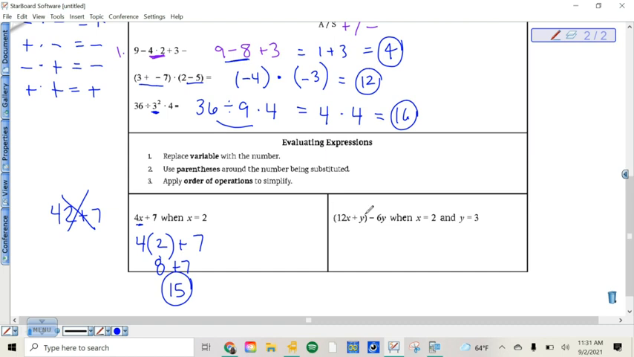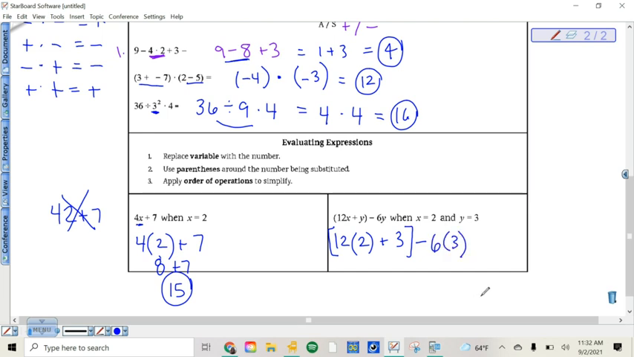Last one. 12x plus y minus 6y when x equals 2 and y equals 3. 12 and then (2) plus (3), and all of that is in parentheses. When I have parentheses inside of parentheses, I usually make my outer parentheses into brackets, straight lines instead of the curved lines. That just differentiates between the two sets.